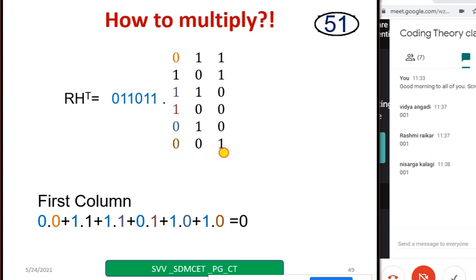Third bit, I think the majority got 1. Those who are having difficulty with how to multiply can just go through this and understand. Similarly, you can do it for the second column as well as for the third column.